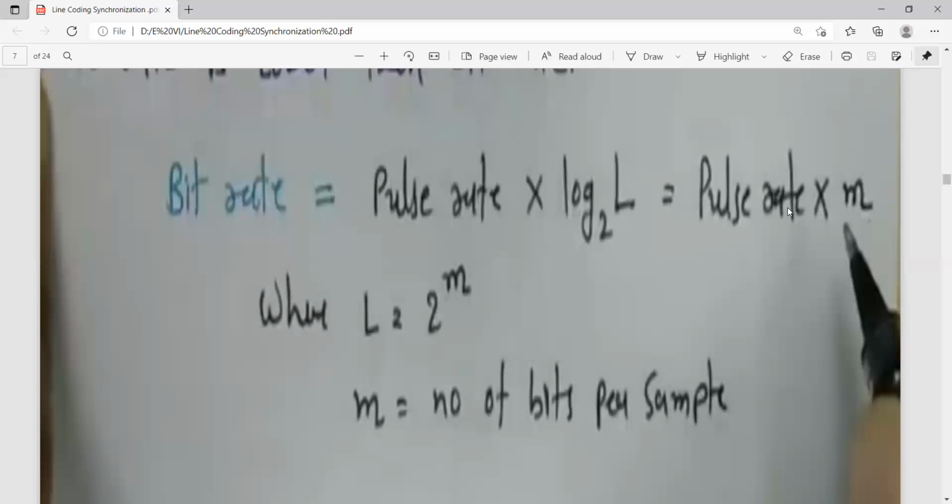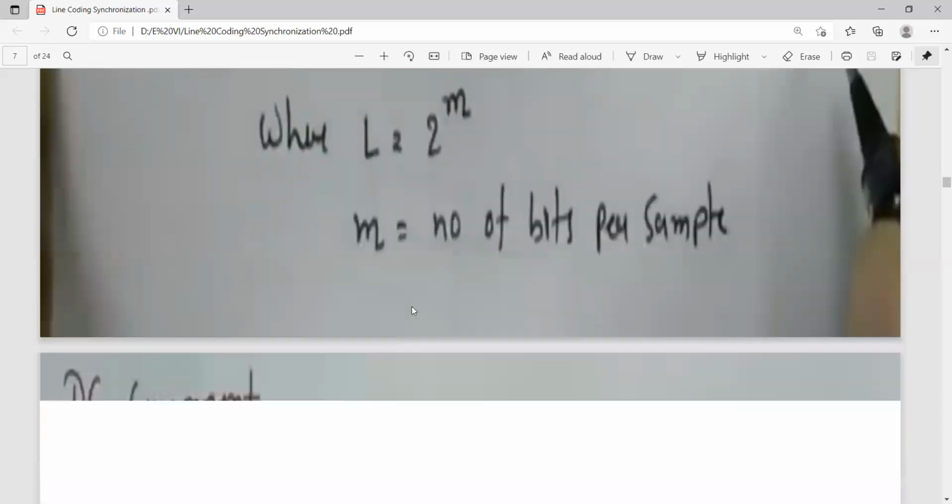If one sample is divided into different bits, some 3 bits or 4 bits, then the bit rate is more than the pulse rate. So bit rate is the number of bits per second, and pulse rate is the number of pulses per second. So this is the relation between the bit rate and the pulse rate.